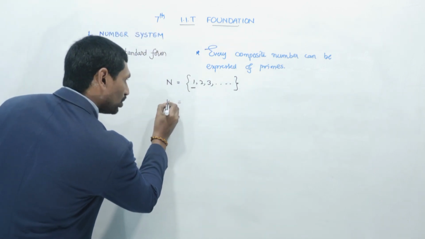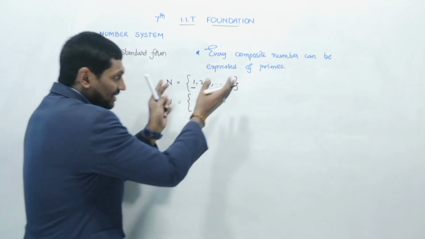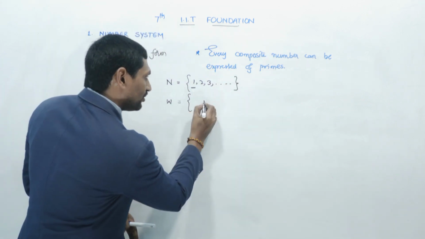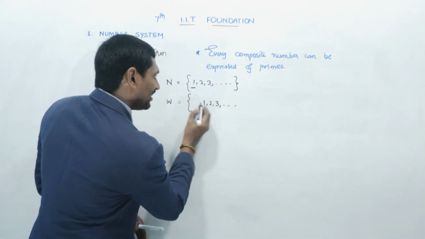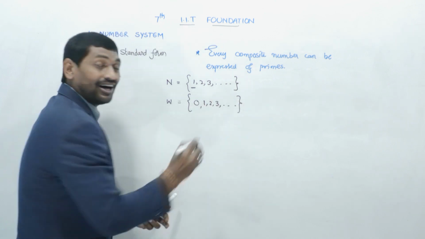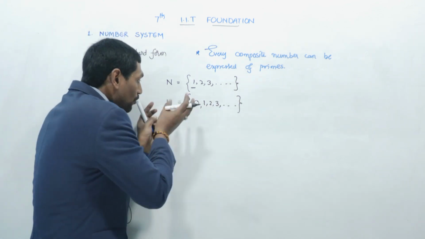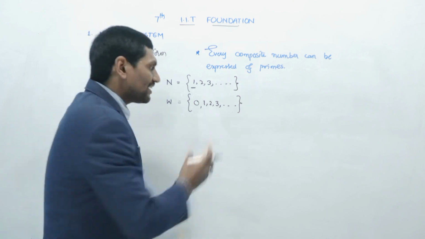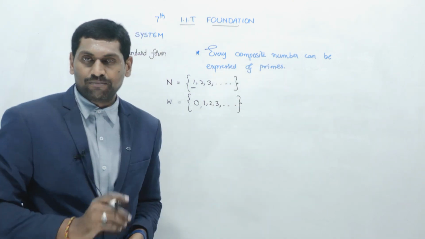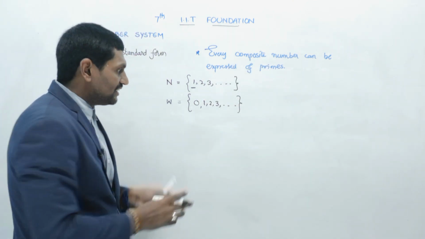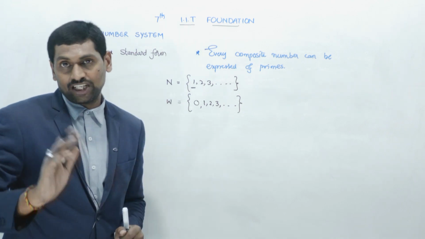Next, whole numbers. Whole numbers are nothing but the natural numbers including 0. The natural numbers including 0 are called whole numbers. Here the smallest whole number is 0 and the largest whole number cannot be determined. These are always represented with the capital letter W.